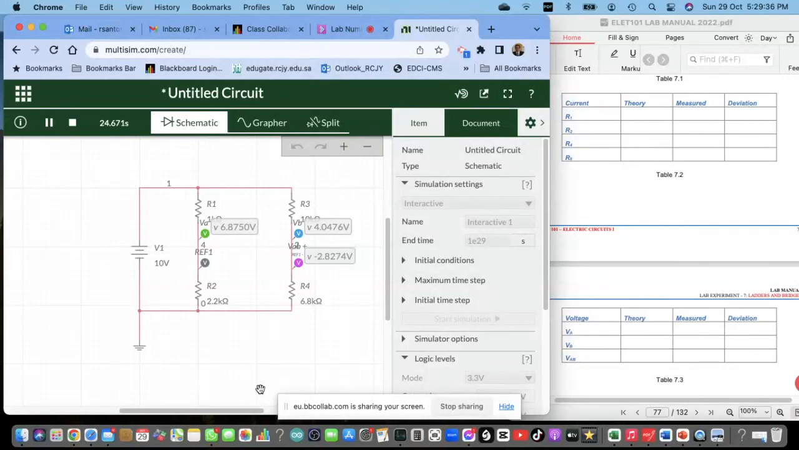I have a question. Yes, VAB, doctor, it's minus 2.8 volts. Yes, minus point eight.